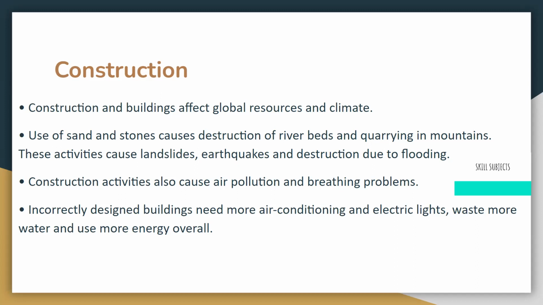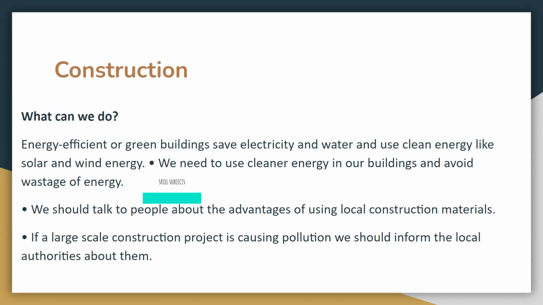Incorrectly designed buildings need more air conditioning and electric lights, and they also waste more water and use more energy overall. So it's important that the building should be designed such that it doesn't use too much energy. That is, it is using the natural energy more and not the artificial energy.